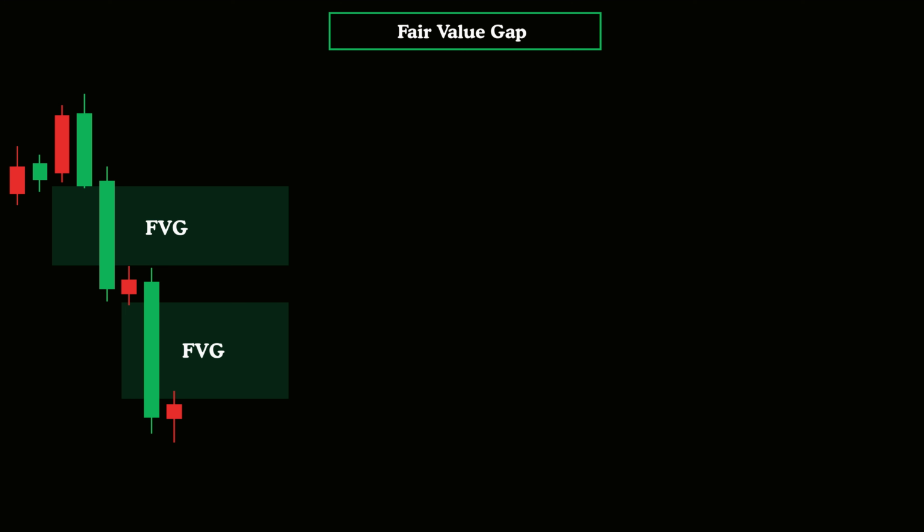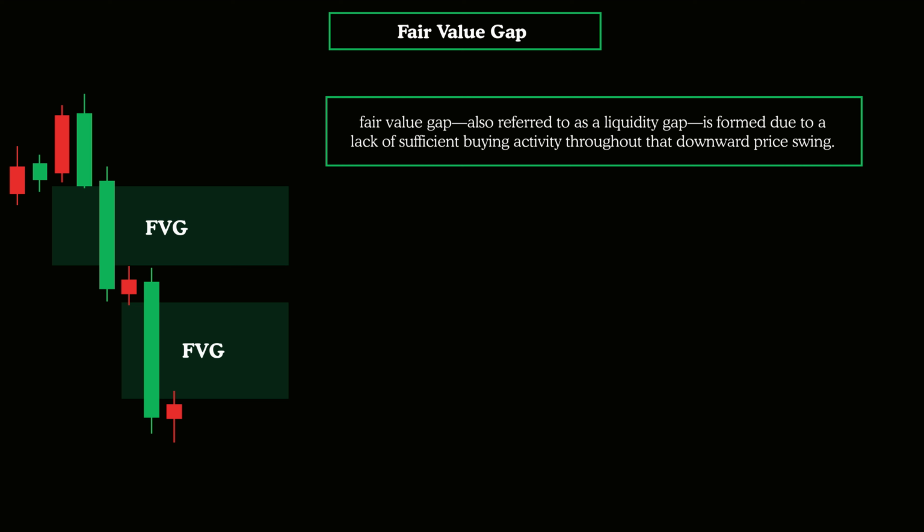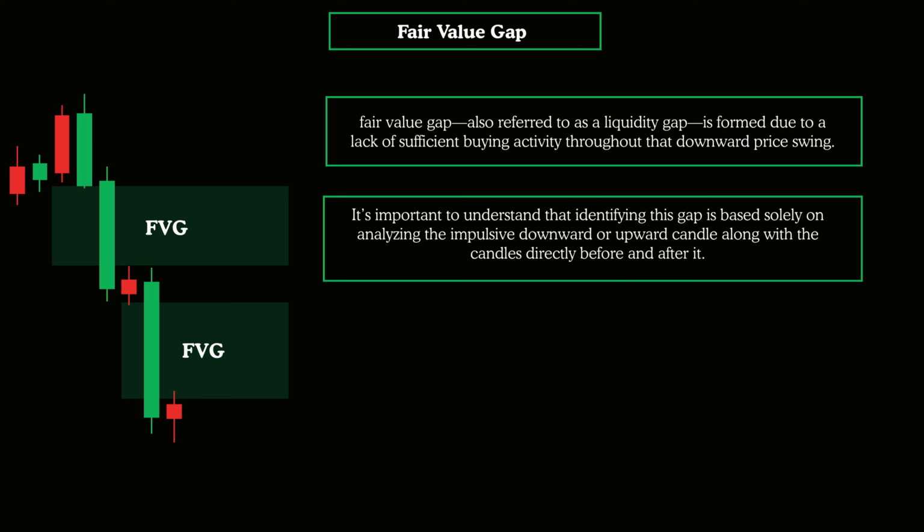Picture a situation where the market experiences a sharp drop in price. In such a case, a fair value gap, also referred to as a liquidity gap, is formed due to a lack of sufficient buying activity throughout that downward price swing. It's important to understand that identifying this gap is based solely on analyzing the impulsive downward or upward candle along with the candles directly before and after it. Any candles beyond this three-candle structure are not relevant when defining the boundaries of the gap.